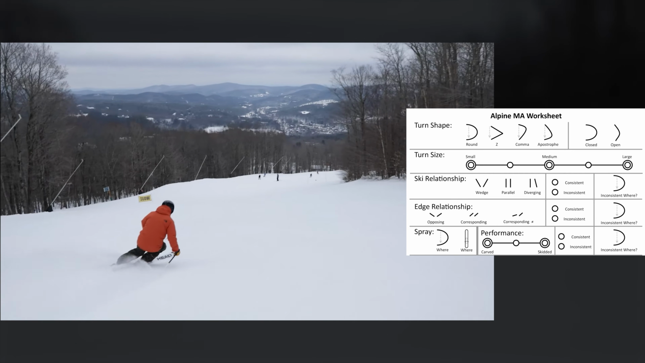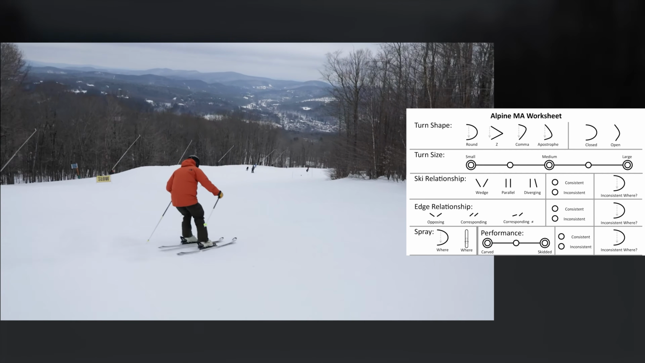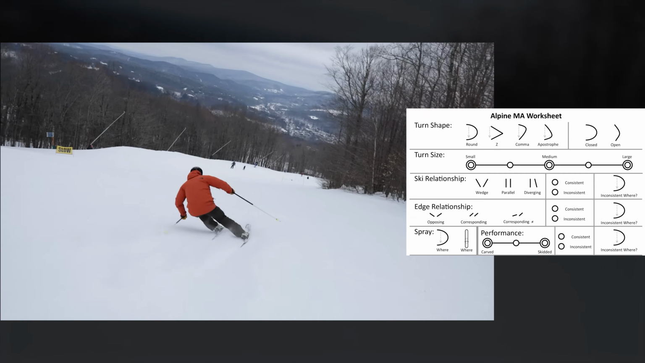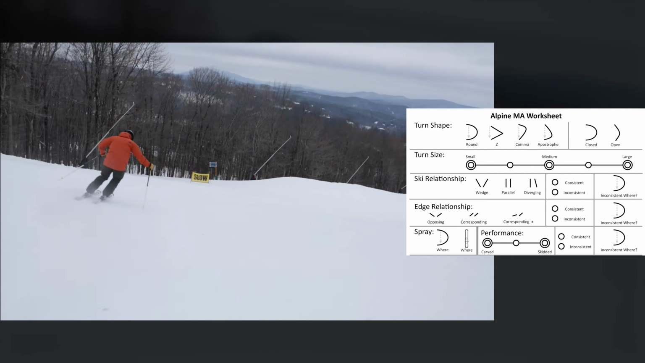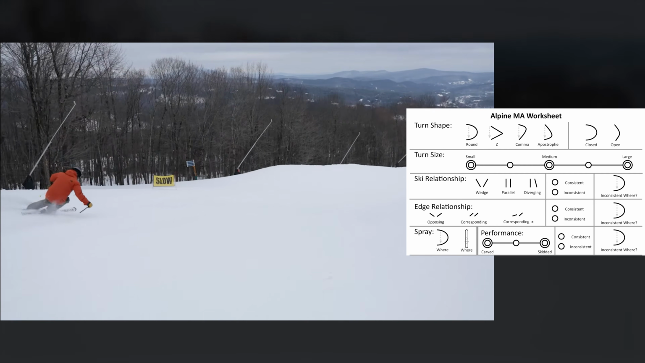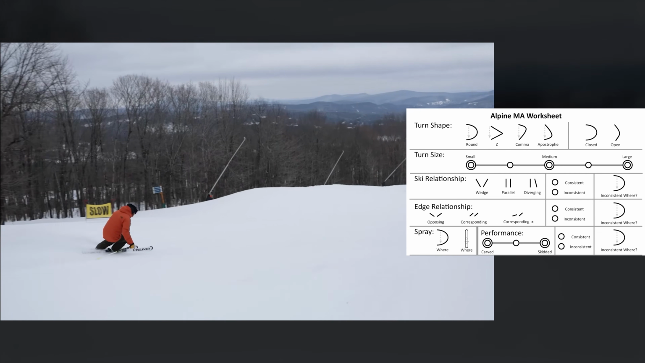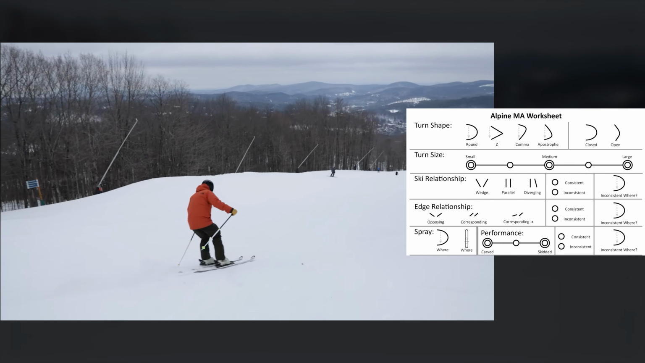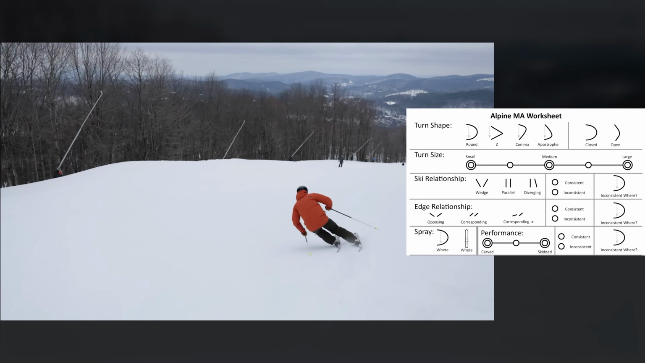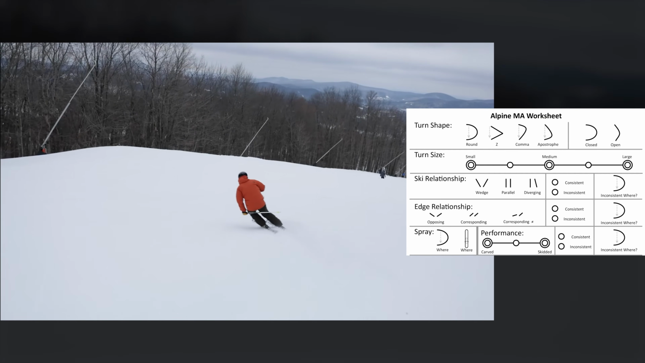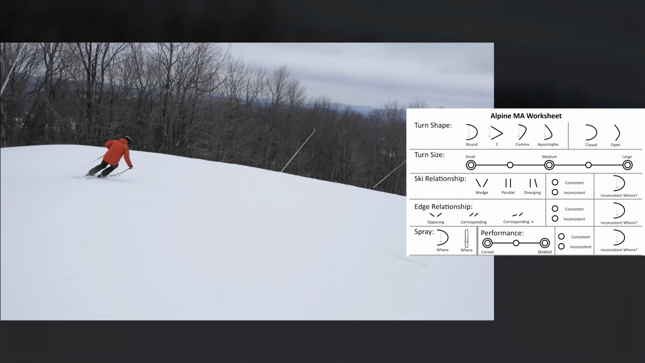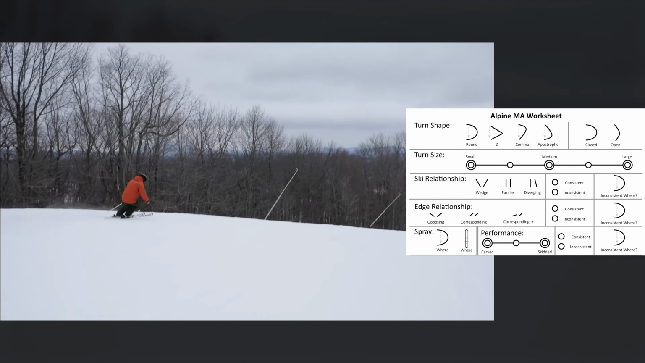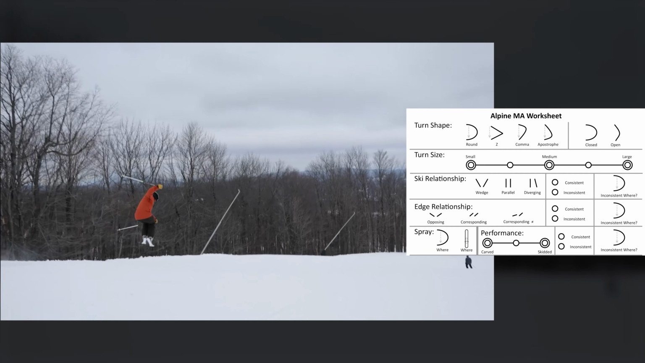We've already covered these top sections with that turn shape, turn size, ski relationship, edge relationship. And the new one we're talking about this time is turn performance and spray. So is it more carved than it is skidded? Is there an inconsistency in that, and where? And then where do we see most of the spray in the turn?